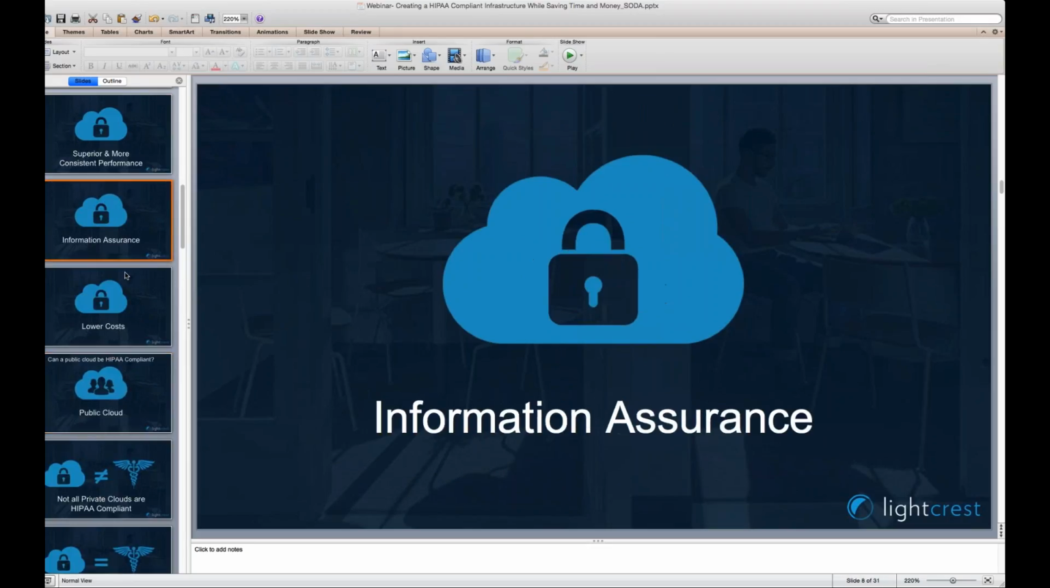So, a little bit about information assurance. What does information assurance mean, right? Information assurance is essentially knowing exactly where your data lives at all times. I mean physically, right? So where does my data actually live?